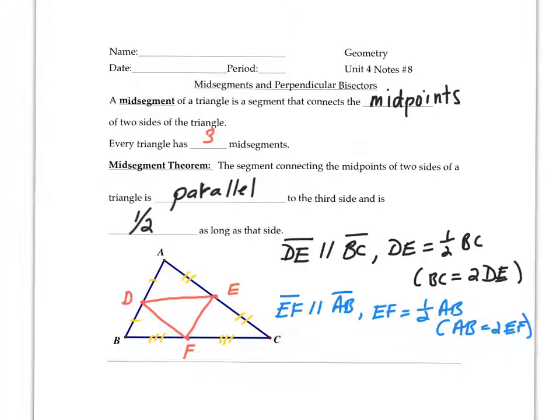All right, finally, we have one more midsegment from D to F. So that's going to be parallel to AC. And again, the midsegment DF will be 1/2 of AC. And again, we can switch it around and say that 2 times DF is equal to AC. And you're going to want to know these relationships so that you can set up and solve equations.